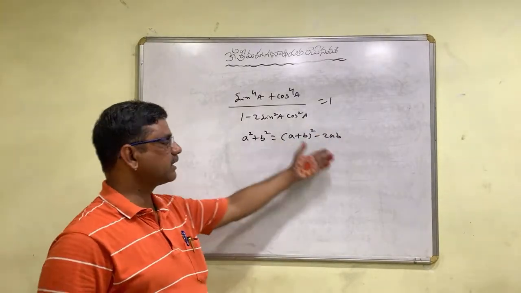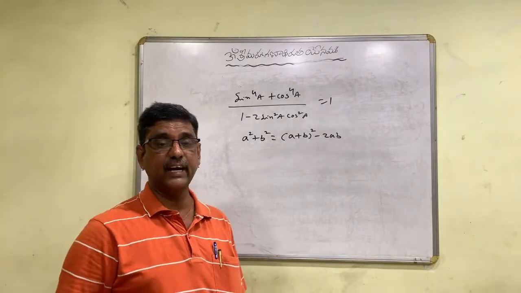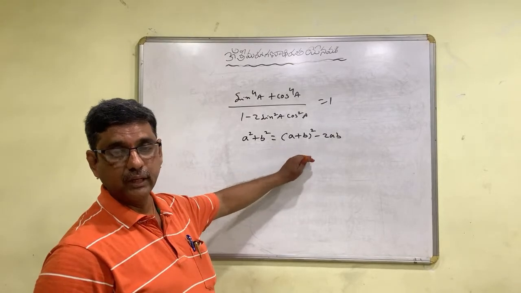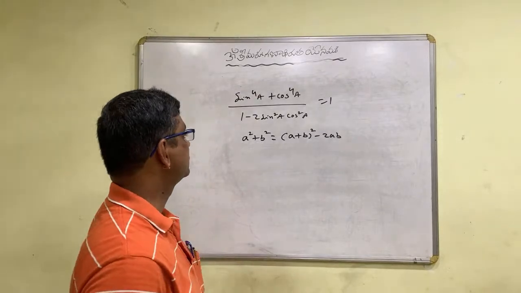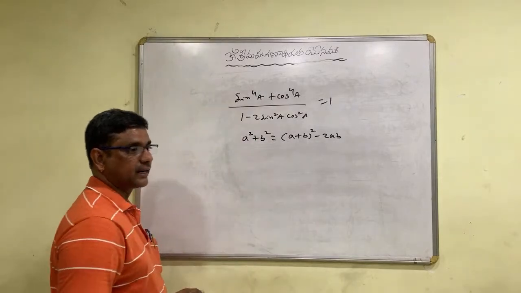a square plus b square, we can write it as a plus b whole square minus 2ab. This identity, you have to remember in problem solving, which is very, very important. Okay, right. So why I wrote this one? You can observe if you see the numerator.